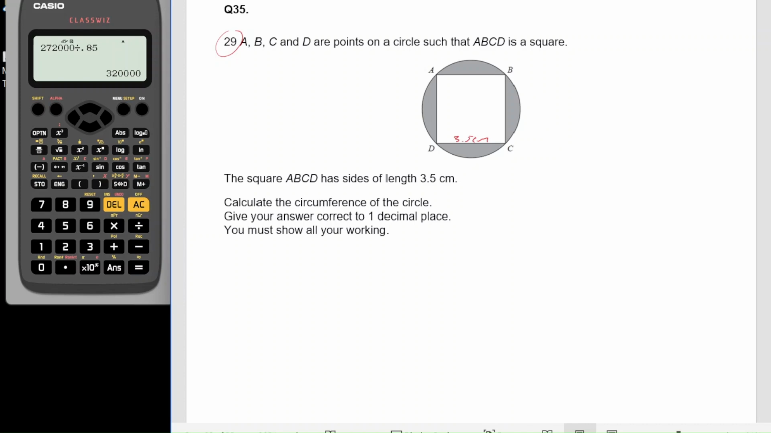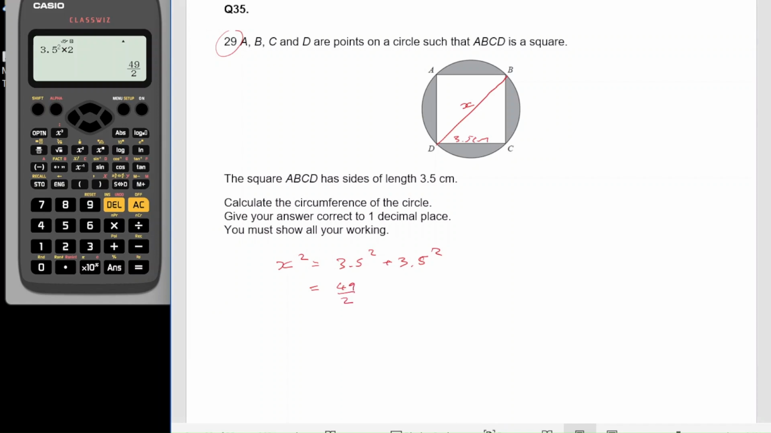Okay, so we're going to start by working out the diagonal using Pythagoras. So that's going to be the hypotenuse. If I call that x for now, which will also be the diameter of the circle, x squared is equal to 3.5 squared plus 3.5 squared, or 2 times 3.5 squared. That would work as well. So we'll do 3.5 squared times by 2 gives us 49 over 2.